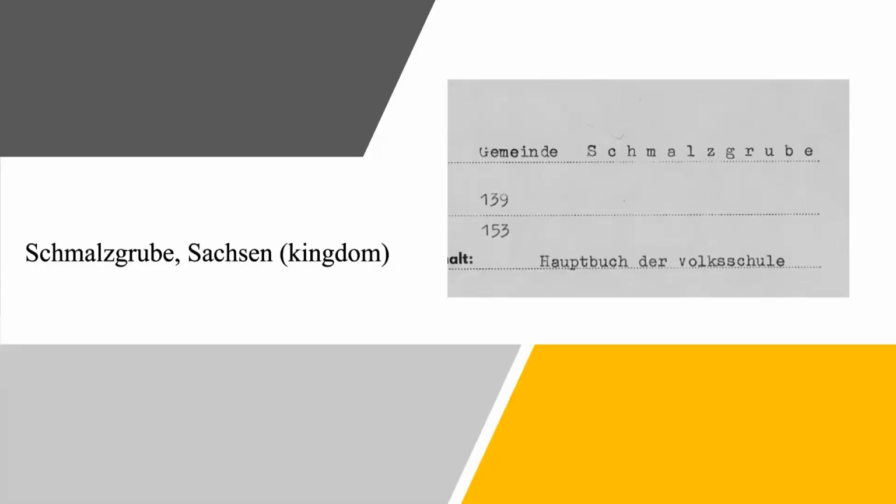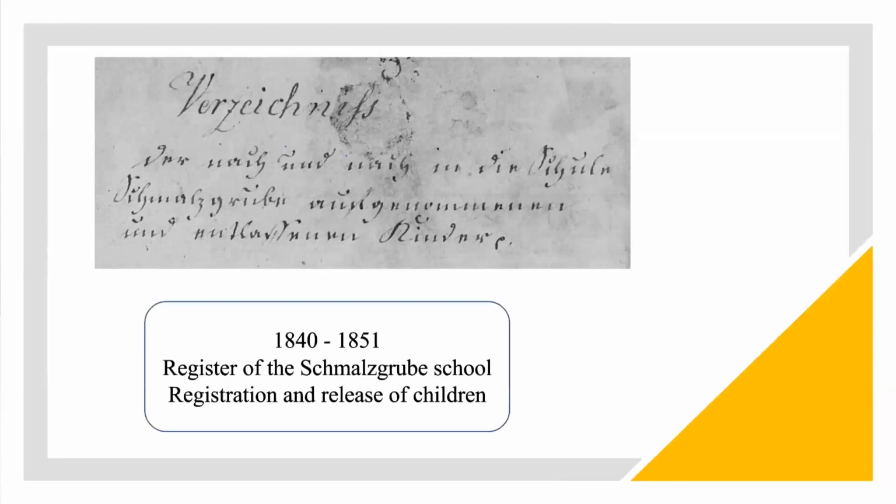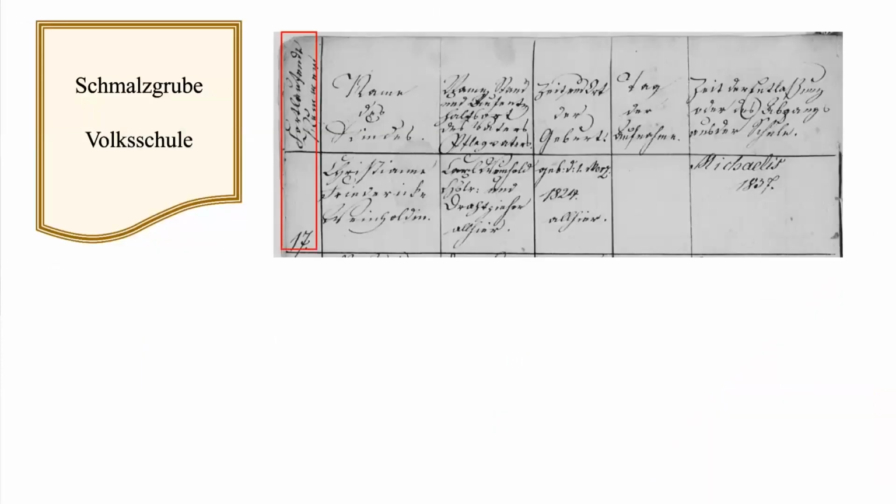This next example is from the town of Schmalzgrube in the Kingdom of Saxony. It is the Volksschule, or the People's School, which was an 8-year course. This school would be the one that most of our ancestors attended. This introduction statement says that it is a school registration for the registration and release of students for this school from 1840 to 1851. The first column gives the entry number 17.